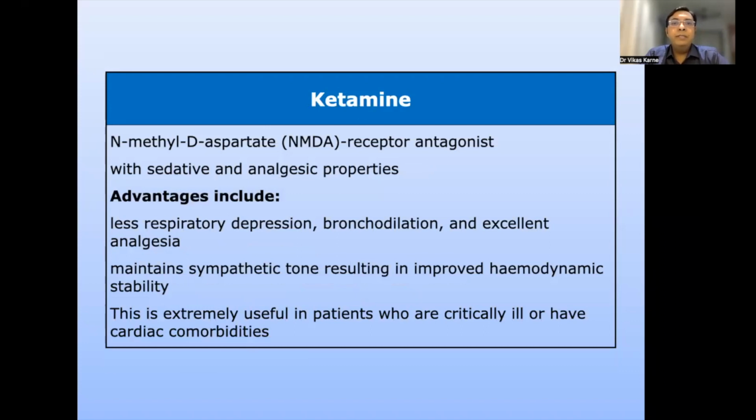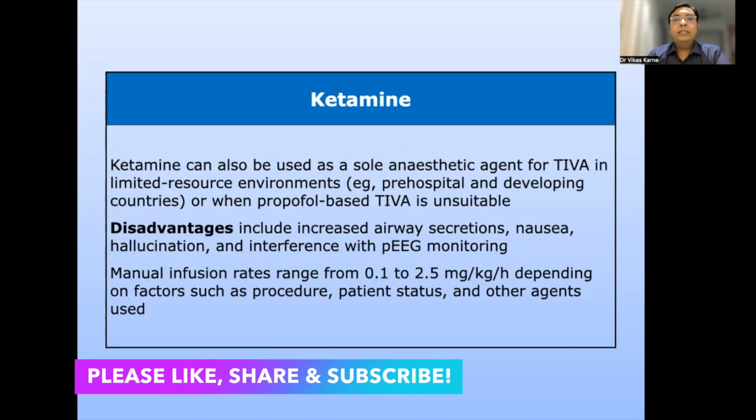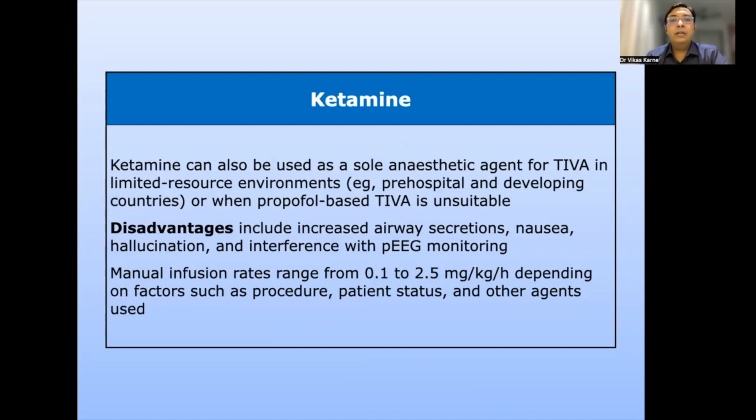Coming to ketamine, which is an NMDA receptor antagonist, a sedative and an analgesic also. Advantages include it has less respiratory depression, causes bronchodilation, provides excellent analgesia, maintains sympathetic tone, resulting in improved hemodynamic stability, and this property can be useful when used wisely and carefully in critically ill patients or patients with cardiac comorbidity. The disadvantages include it increases airway secretions, can cause nausea, hallucinations, and interference with processed EEG monitoring.